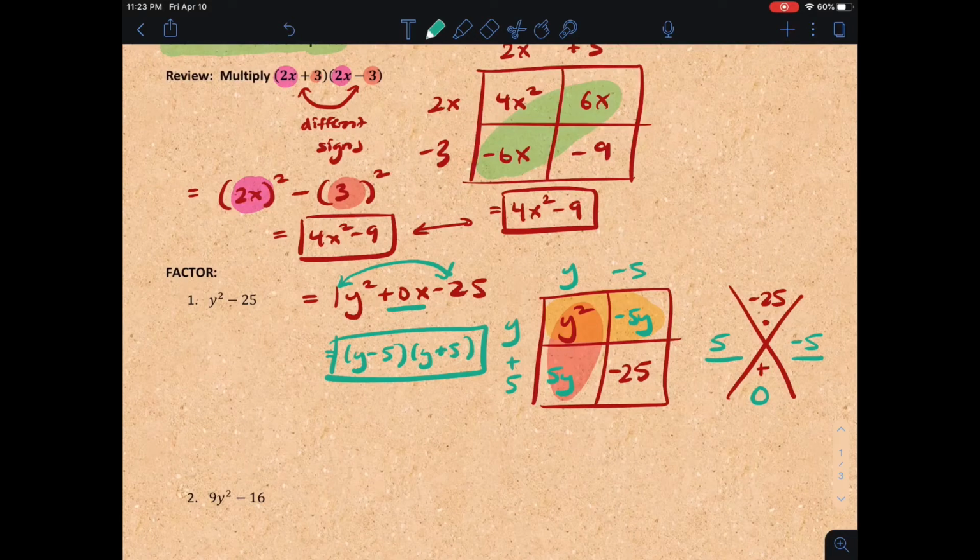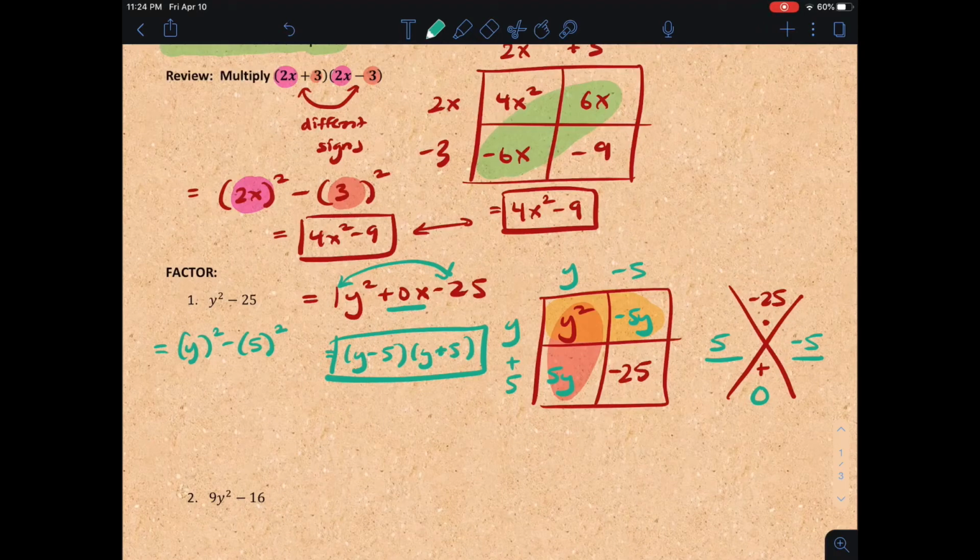But what I could have noticed here is that this is a difference of squares. First thing to note is that I can write this as something squared minus something squared. If you notice, a difference of squares will always have to be a binomial, right? Two terms. Y squared is simply y to the power of 2. 25 is 5 to the power of 2.